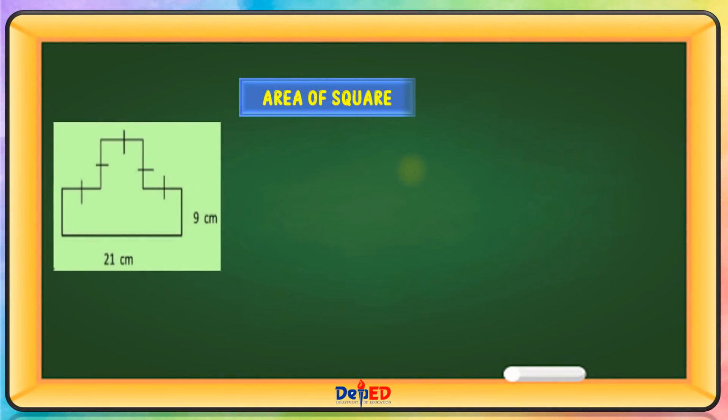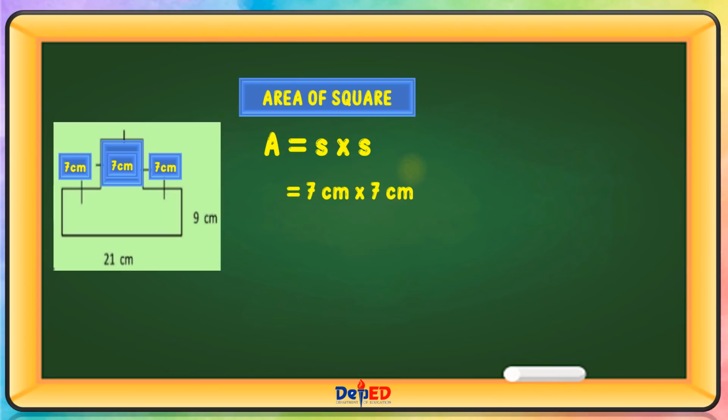Area of square. Ang 21 cm ay hahatiin natin sa tatlo kaya magkakaroon ng tatlong 7 na centimeter. Ang ating formula ng square ay side times side. We have 7 cm times 7 cm ay equals to 49 cm squared.